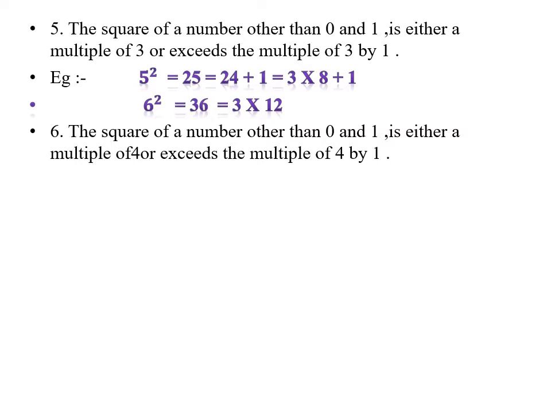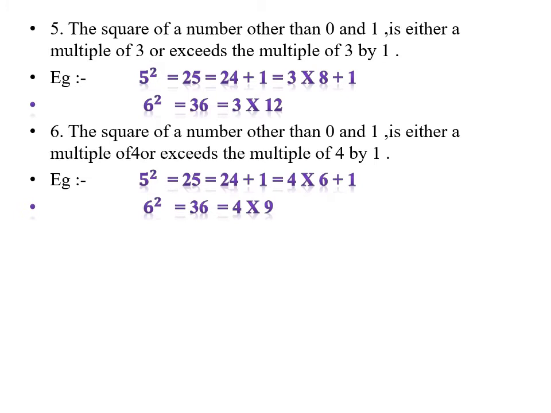Same. We have seen this for 3, the next property is for 4. The square of a number other than 0 and 1 is either a multiple of 4 or exceeds a multiple of 4 by 1. See the example. Again I am taking the same two numbers so that it is easy for you to compare between the two properties. 5 square equals 25. Again we will write it as 24 plus 1. Here 24 is a multiple of 4. So we can write 24 as 4 into 6, plus 1. Next example is 6 square, that equals 36.